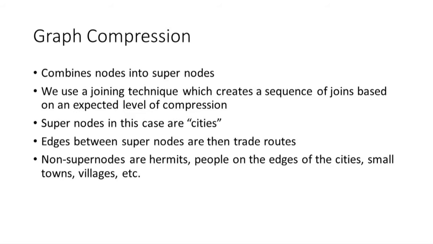Supernodes, in this case, are the cities inside of our final creation, and edges between supernodes can then be seen as trade routes between those cities. Non-supernodes are hermits, people on the edges of the cities, small towns, villages, and so forth within the game creation. From this, we can then inform the city generator where to place such elements.